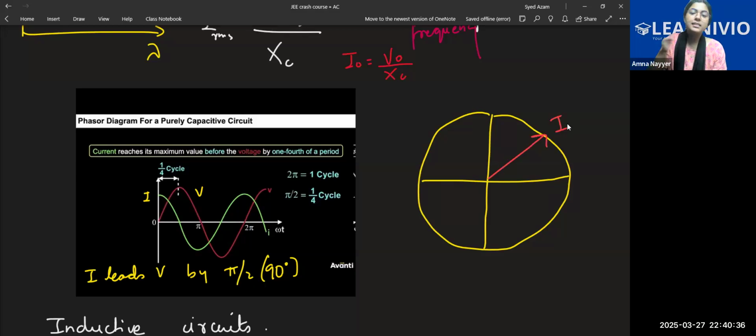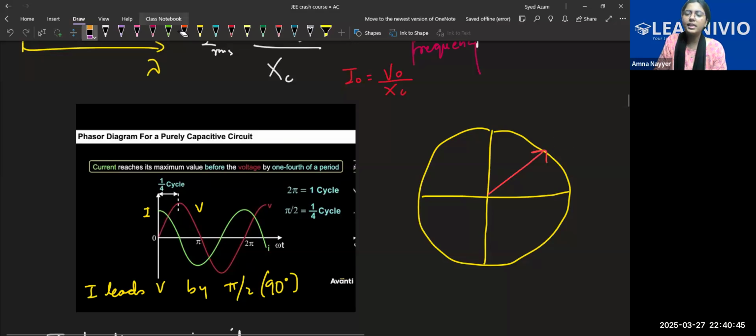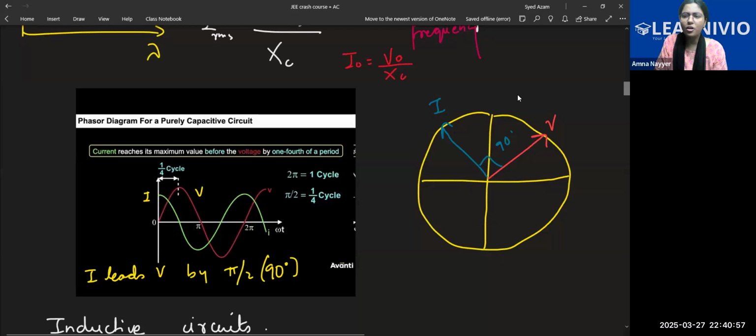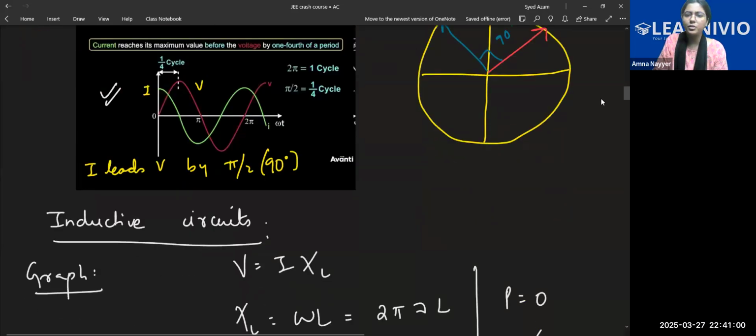Current is leading the voltage by pi by 2. So let's say this is the voltage, then your current will be this, leading by 90 degrees. But this has not been asked till now. This is important for you to remember.